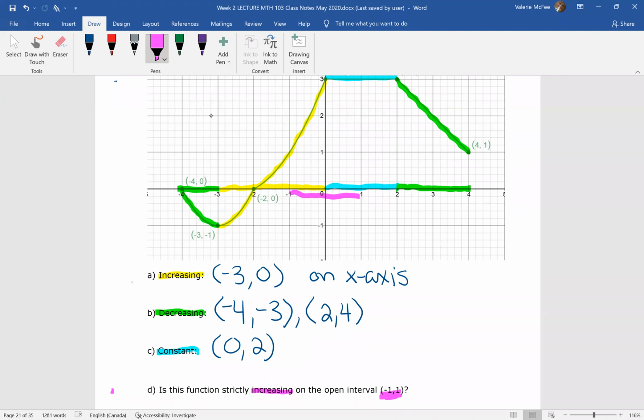Well, I can see right away, because I was color coding everything, that this isn't strictly increasing. If I start at -1 on the graph and go to 1, I see that it is increasing and constant. So no, it is not strictly increasing.